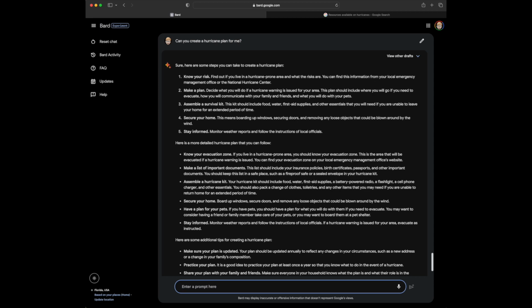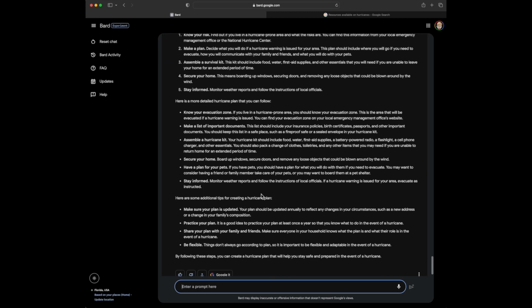The plan may include where you will go if you need to evacuate, how you will communicate with friends and family, and what you will do with your pets. Assemble the survival kit. So these are kind of things we saw before: food and water, first aid supplies, essentials you need if you're unable to leave your home for an extended period. Secure your home, stay informed. So it looks like this is the majority of stuff that we had before.